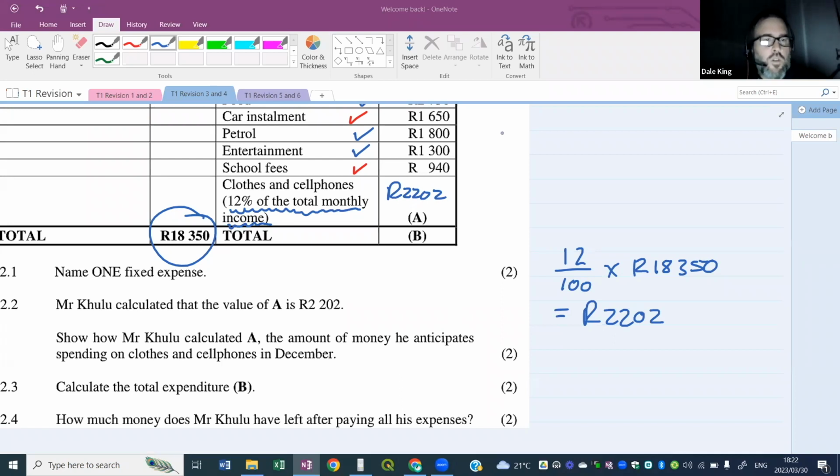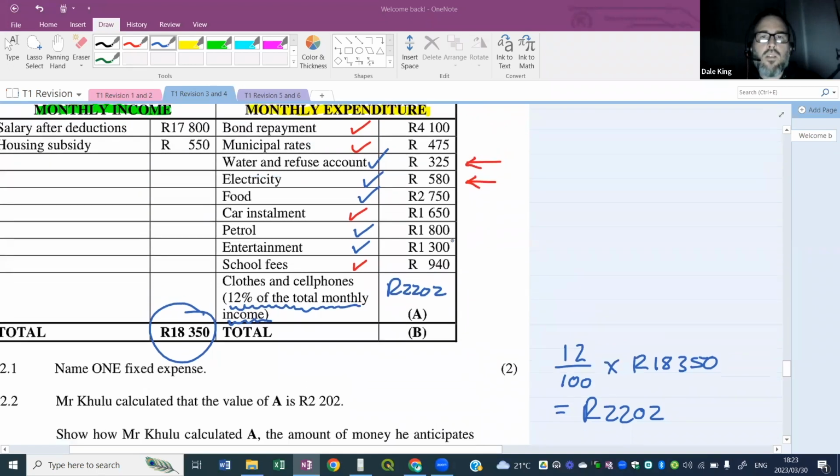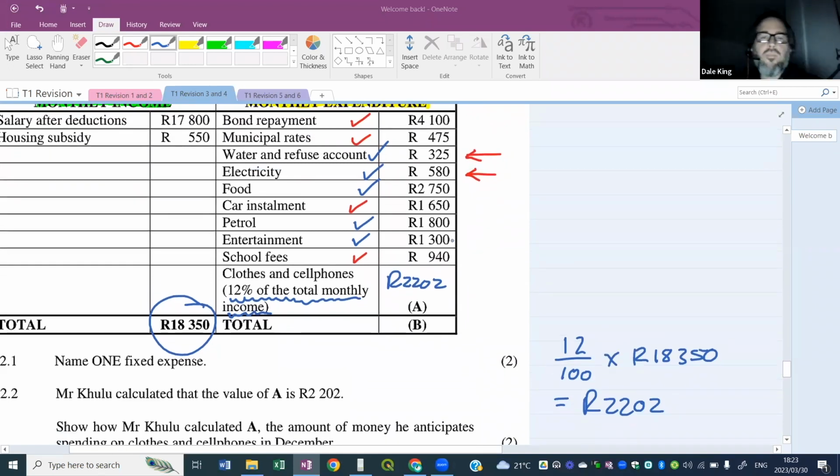Let's move on to question 2.3. We now need to calculate the total expenditure for B. So this total here at the bottom for B, what is the big total? You guys are going to have to do some calculations there, and let's see what we get for our answer down here at the bottom. For B, what is the total expenditure? Keely, there was this 2783. Is that for the 12%?